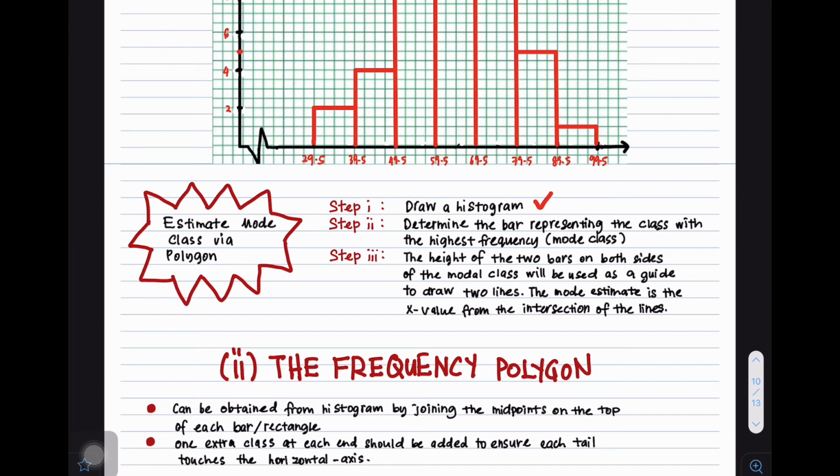Maksudnya kita kena plot the midpoint for each class, and then kita sambungkan the midpoint, so that one is called as a frequency polygon. Okay, just that for frequency polygon we need one extra class at each end. Okay, so one extra class at each end should be added to ensure each tail touch the horizontal axis.